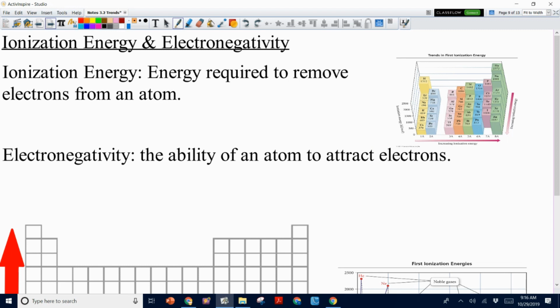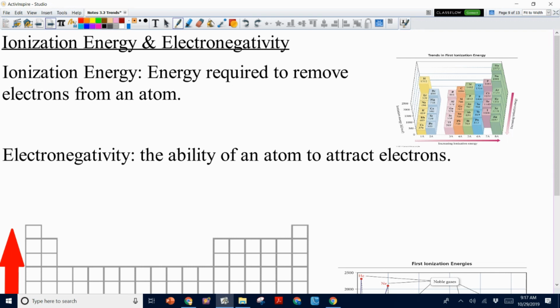All right, so the other two trends that we have to know are ionization energy and electronegativity. So write down these definitions. All right, so ionization energy is the energy required to remove electrons from an atom. So if you remember what an ion is, when an atom has gained or lost electrons. So ionization energy is the energy required to remove an electron.